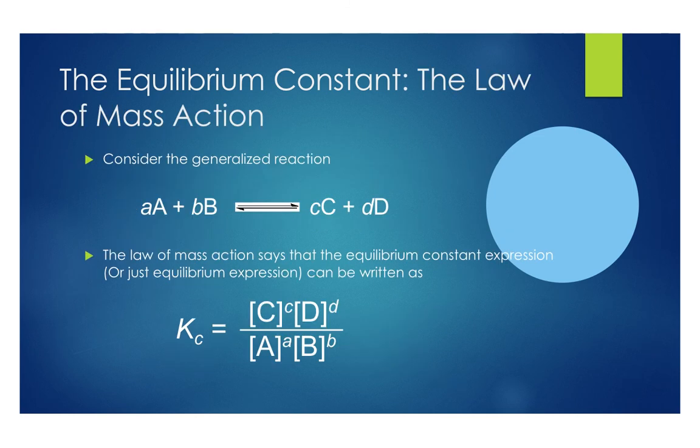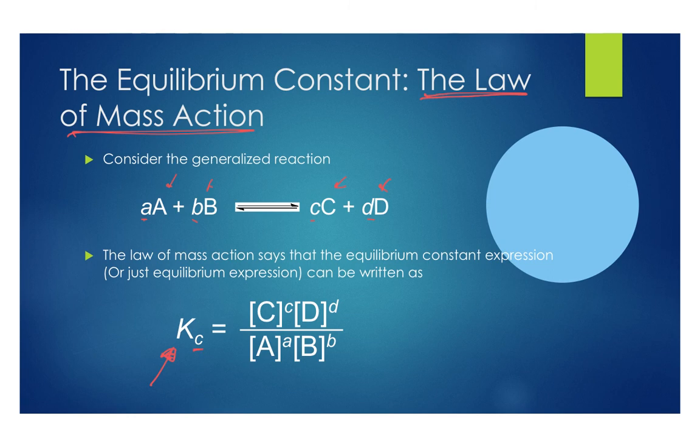In generic form, we refer to that expression as the law of mass action. So considering a generalized reaction, aA + bB goes to cC + dD, and it's reversible, where the lowercase letters are coefficients and the uppercase letters are species. For that particular reaction, the law of mass action says the equilibrium constant expression can be written as this. So here's our equilibrium constant.